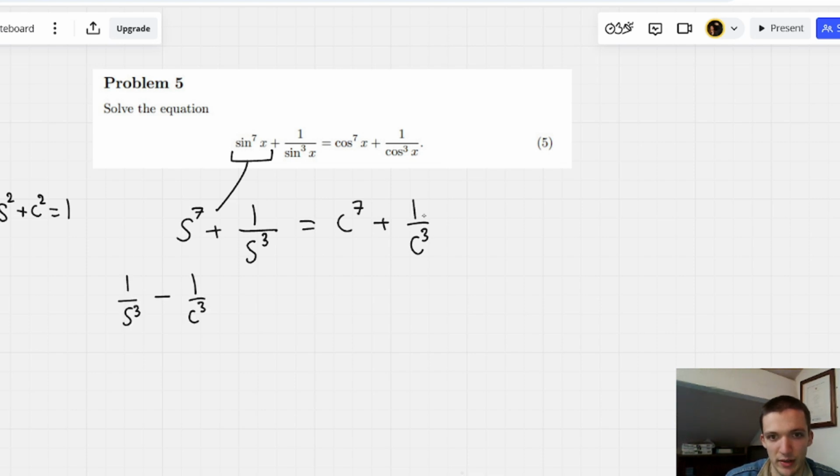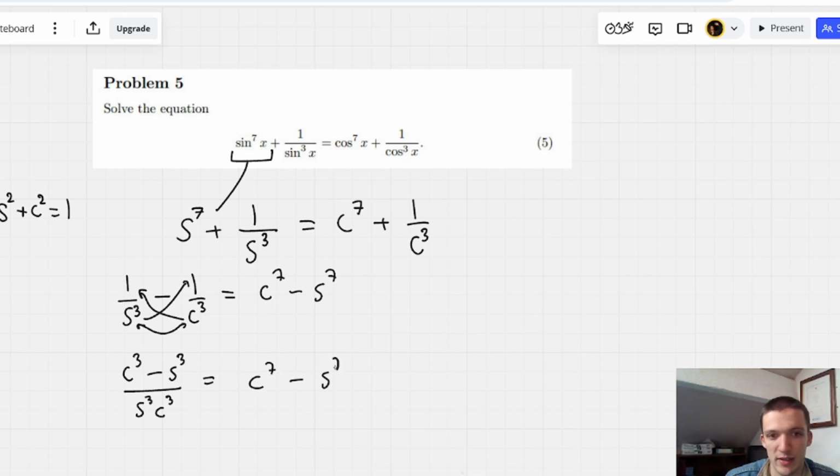So I'm subtracting the 1 over c cubed, and I'm going to subtract the s to the power of 7 over to the other side as well. And now when I've got a fraction minus or plus another fraction, I'm going to basically cross multiply this and multiply these two together as well. And that's going to give me c cubed minus s cubed over s cubed c cubed is equal to c to the 7 minus s to the 7. So this is what I've got so far.